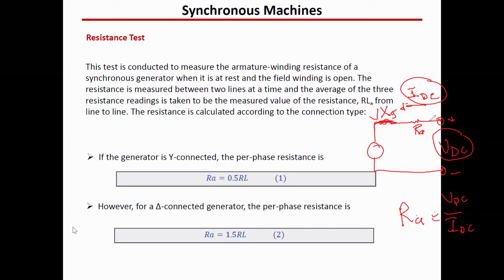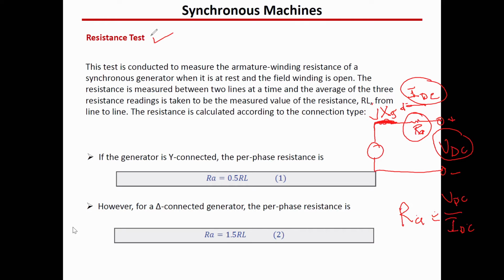Now we are applying DC. So in DC, the inductor will be like a short circuit. So the only parameter that we are going to have in the circuit will be RA. And this is why it's called DC test or resistance test, because here the only factor that will affect the voltage and current will be RA. Okay?